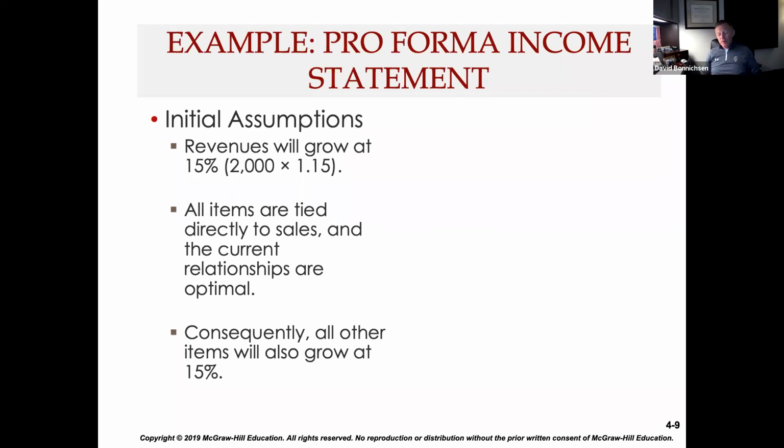When we're developing a pro forma statement, a projection of what next year is going to look like, our assumptions in this example are the following. Revenue is going to grow at 15% based on last year's number. Everything that's tied to sales is going to keep its current relationship, meaning that they're optimal. So if sales go up by 15%, everything else goes up by 15%, and that will be our projection for next year.